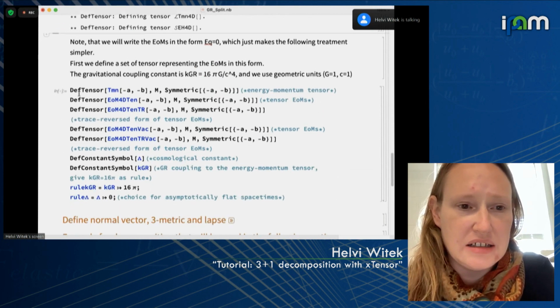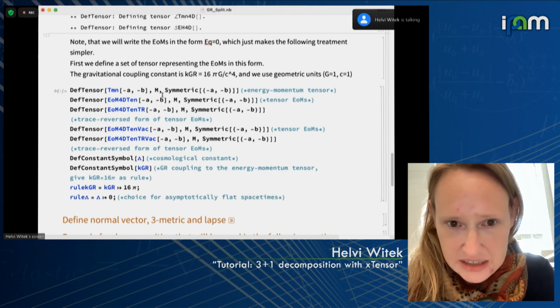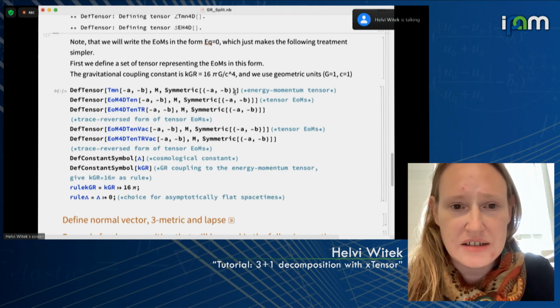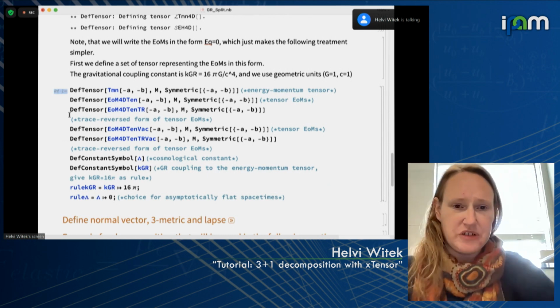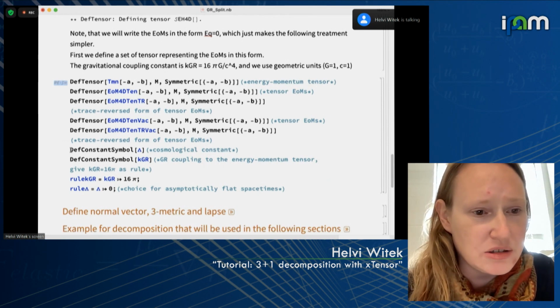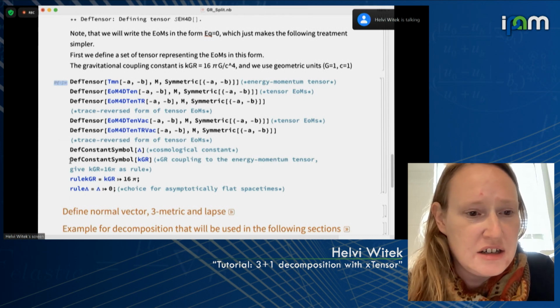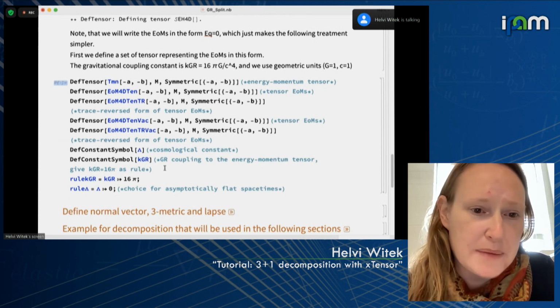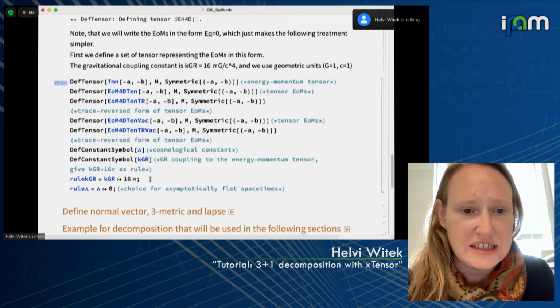I'm then defining tensors, so TMN is for my energy momentum tensor, which has indices A and B. It's defined on the manifold M, and it's a symmetric tensor, and I can define it like indicated here. Similarly, I'm defining a bunch of tensors that will later become our equations of motion. I'm not going to go through the notation again. I can also define a constant symbol. For example, I'm defining capital lambda for my cosmological constant, and I'm defining a coupling constant for the gravity part like so, and then I define a rule that this should be 16 pi.